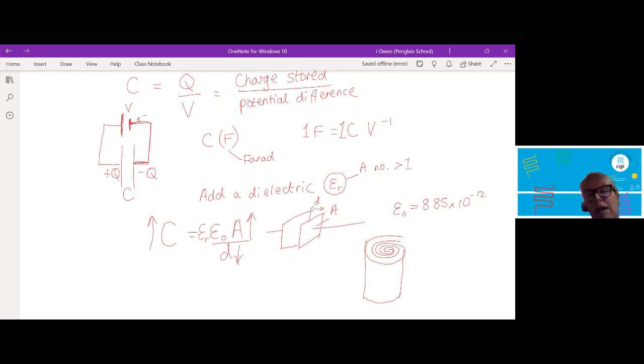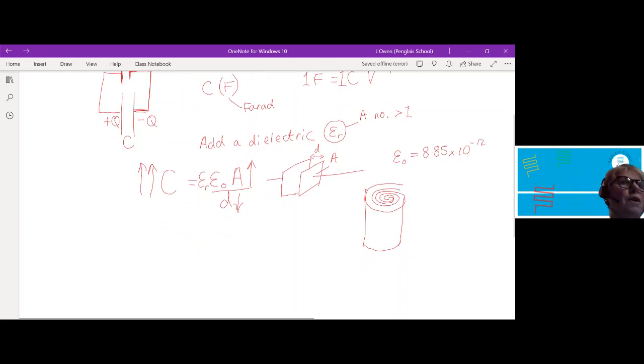If I have a bigger bucket, I can store more charge. I can store more ping pong balls. If I have a smaller bucket, I can store less charge. And that gives you an idea of a bigger area, bigger capacitance. All right, so moving on.